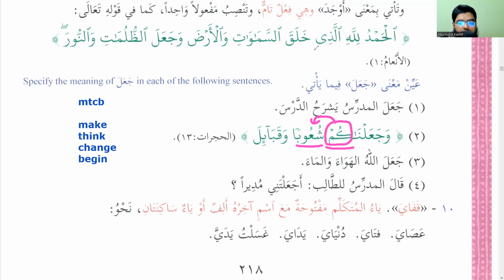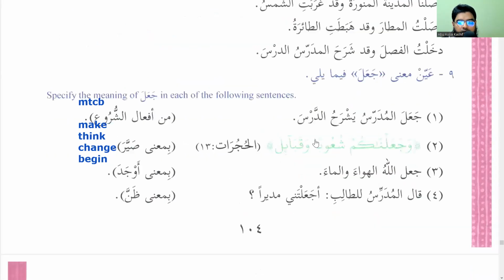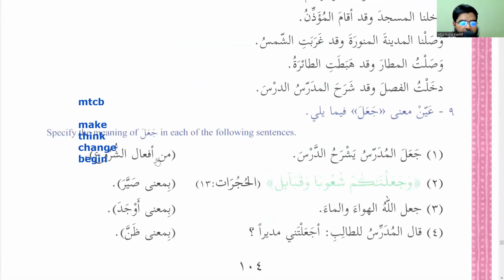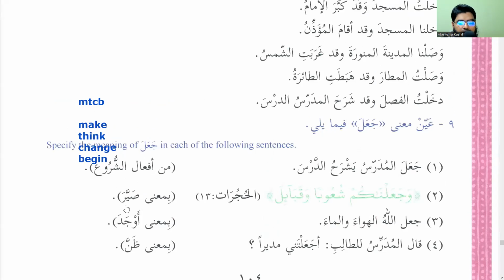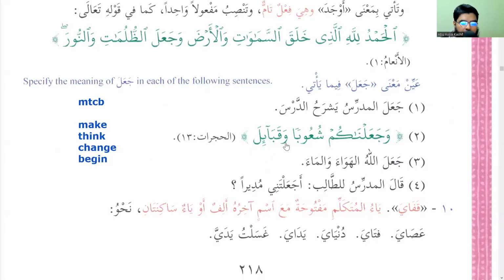So this is what? Bima'na sayyara. Okay? Not making in the sense of just made, just creating. But he made us as nations and tribes. You see? So bima'na sayyara. The first one was min af'al ash-shuru'. The second one was what? Bima'na sayyara. To make something as something.